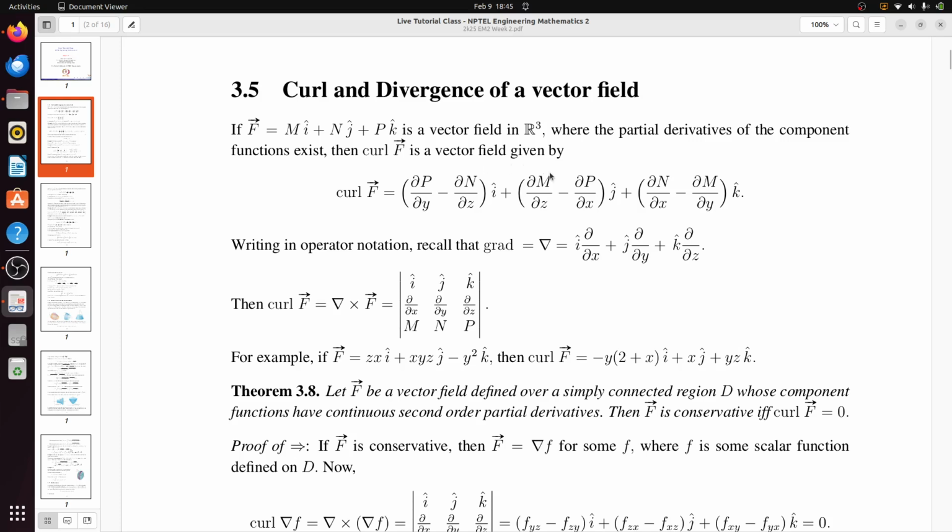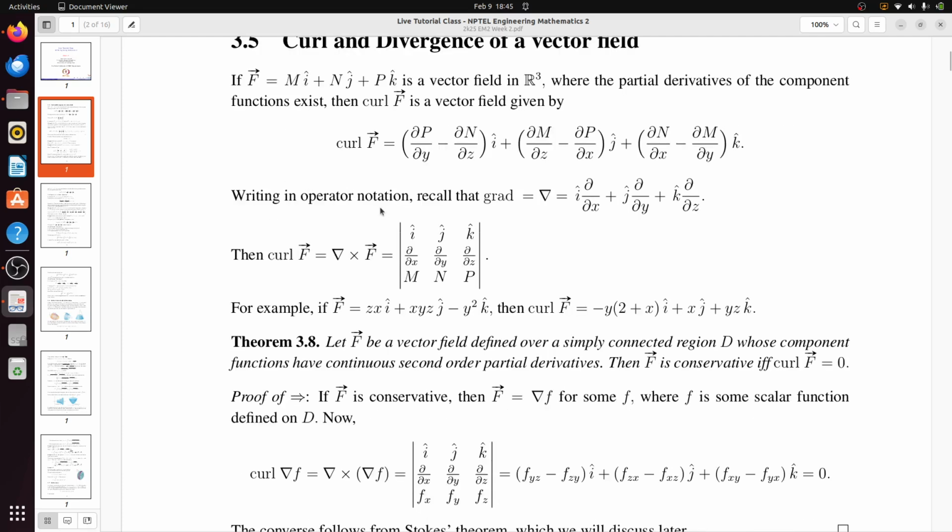F is a vector field given by curl of F. This is del p del y minus del n del z i cap plus del m del z minus del p del x j plus del n del x minus del m del y k cap.